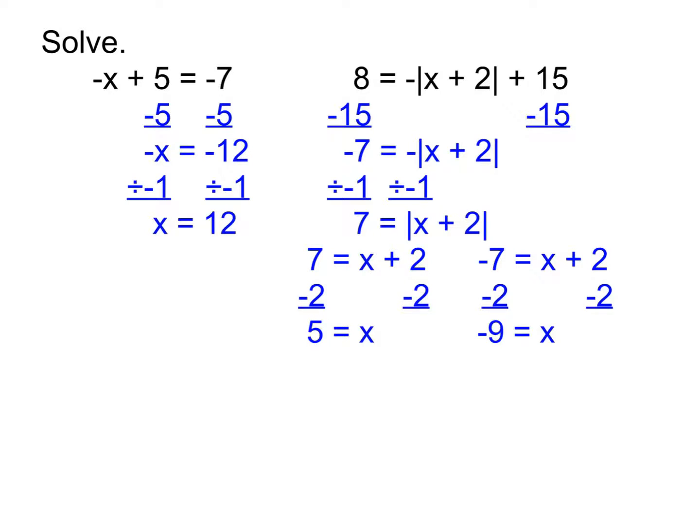All right, and so in order to finish solving this one out, then we subtract 2 from both sides in both of those equations because they're both x plus 2. And so we end up finding that x equals 5 and -9.